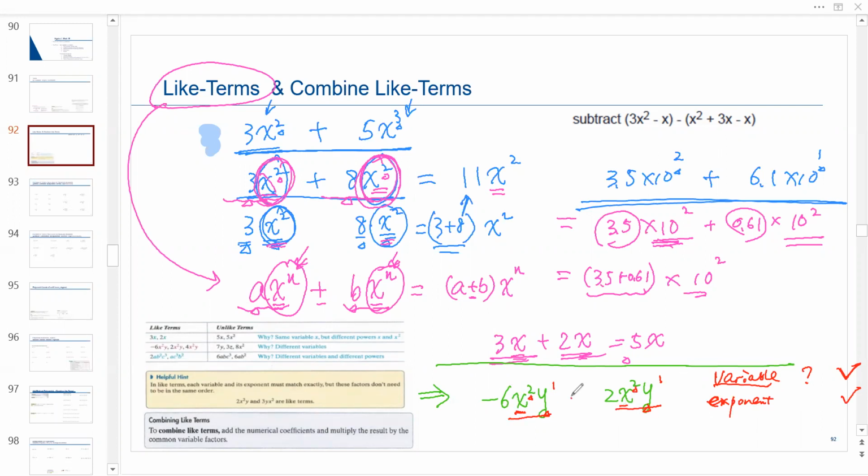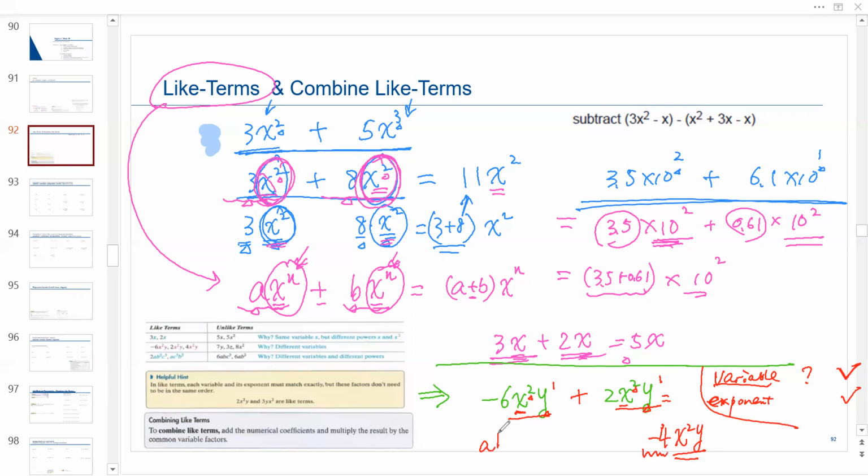So we can consider these two are like terms. So when they do addition, you can quickly get what? You get negative 6 plus 2. You get negative 4x squared y, right? The rest is not changing, only the coefficient part does the operation, right?